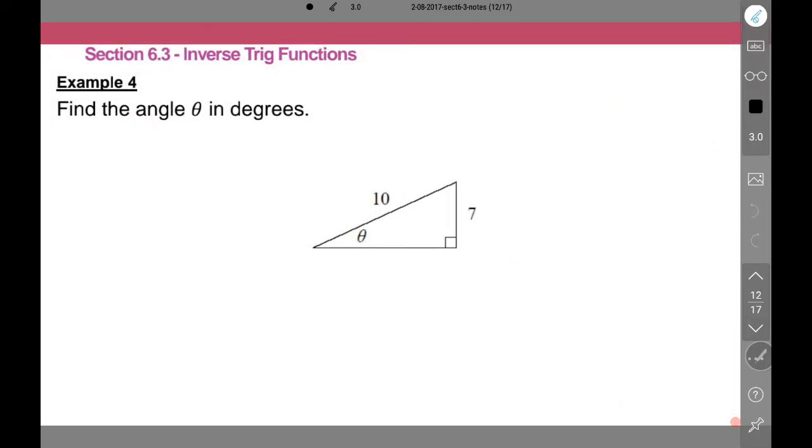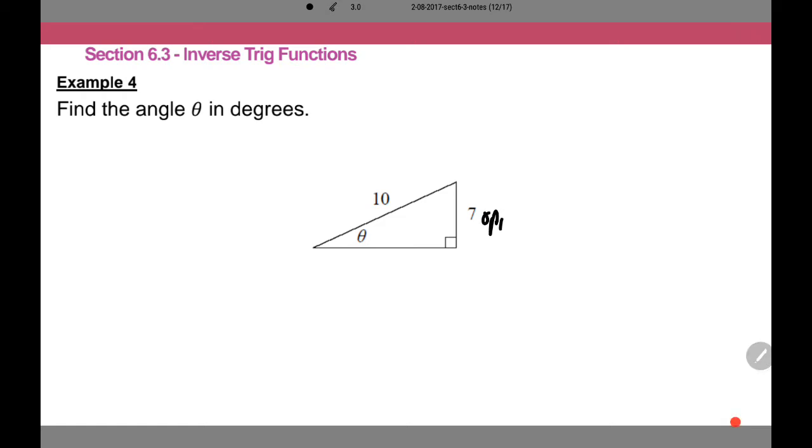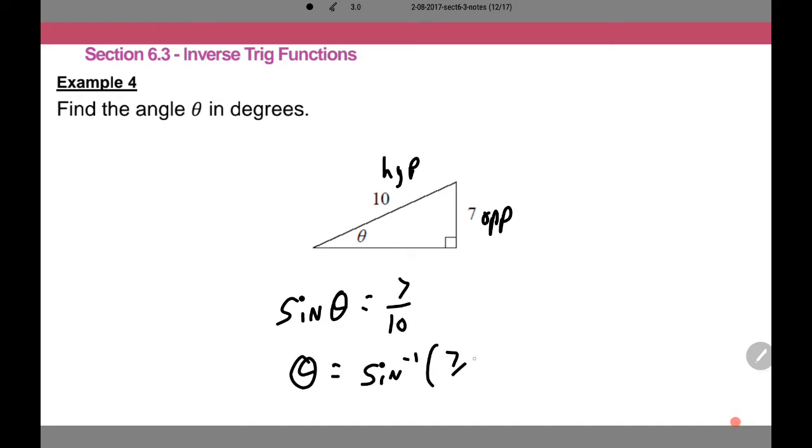All right. And this is something you did in geometry, finding an angle in degrees. So again, you look at it, you decide, okay, I've got my opposite side over here, and I've got my hypotenuse. That means the sine of theta is 7 over 10, and theta is equal to the inverse sine of 7 over 10. Most calculators will have an inverse sine function. You want to make sure when it says in degrees, you do it with degrees. So if you're using Desmos, you want to make sure you have degrees.